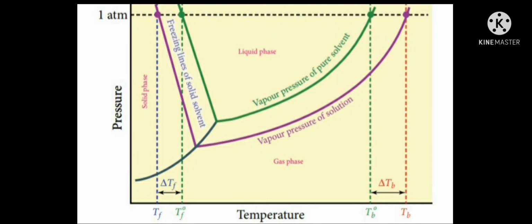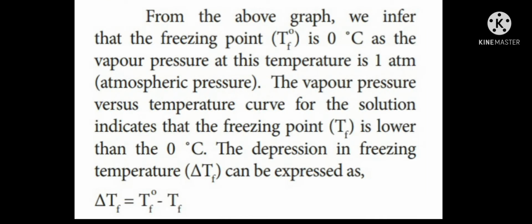From this graph, we infer that the freezing point, that is T0F, is 0 degree Celsius, as the vapor pressure at this temperature is 1 atmospheric pressure. The vapor pressure versus temperature curve for the solution indicates that the freezing point Tf is lower than 0 degree Celsius. The depression in freezing temperature delta Tf can be expressed as delta Tf equal to T0F minus Tf.